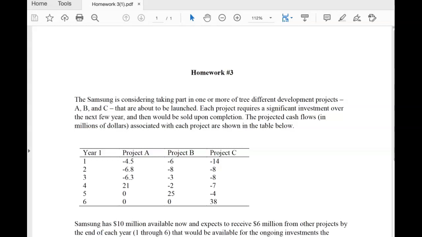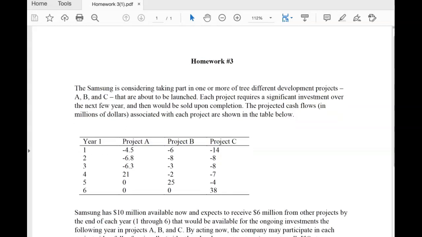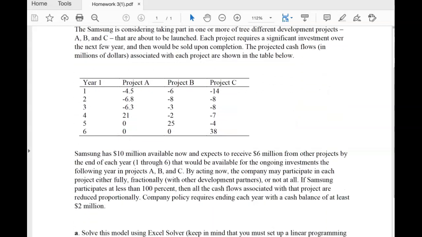They have 10 million available now to participate in, and then they also have 6 million from other projects into the year. So we want to maximize the amount of money that we're going to get through our profits. Here is year one. Year one, project A, project B, project C, and then those are the years that they have the cash value.